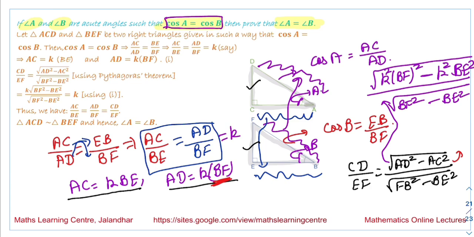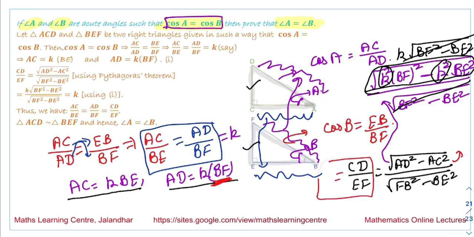Look at this numerator part over here. From this term we can take k common, and we have taken k square common, it comes out of the square root, and what we are left with is BF square minus BE square. This numerator and denominator get cancelled, and what we get is that CD over EF is equal to k. It means this ratio is also equal to CD over EF.